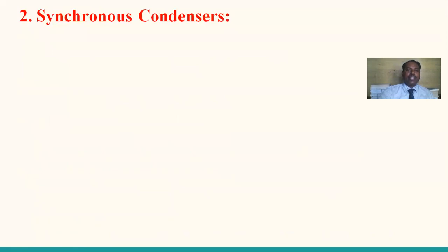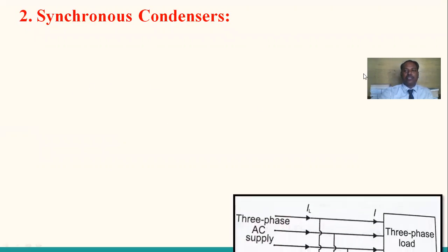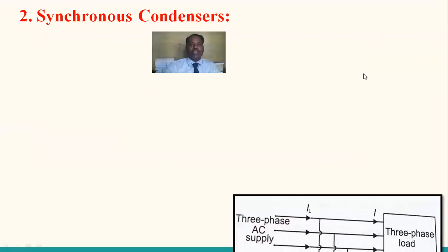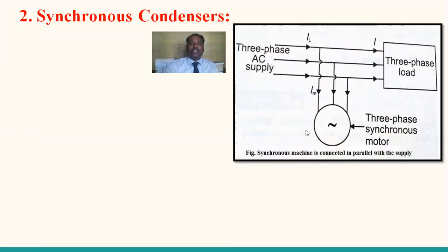And the second one is synchronous condensers. Whatever may be the drawbacks in the static capacitors, those are overcome with the help of the second method, which is the synchronous condensers. So you observe here, synchronous condenser. What is the synchronous condenser? How does it differ from the static capacitors?